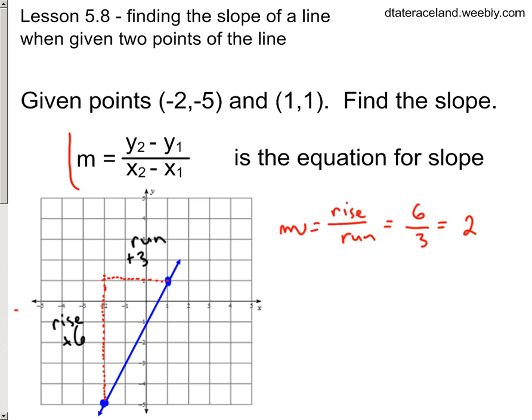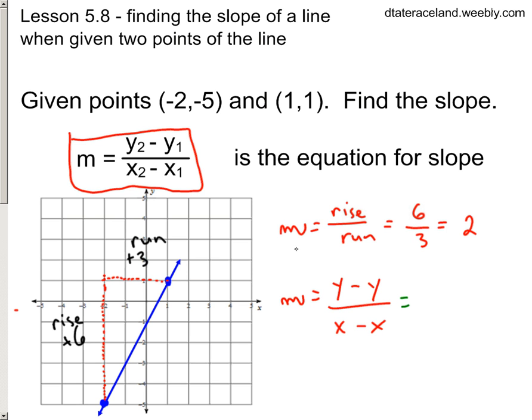Now, if we wanted to do this without using the graph, one way that we could do that is to use this equation, m equals, or slope equals, y2 minus y1 over x2 minus x1. And if you notice, I didn't read those little subscript numbers on there. I'll explain what those are in just a second, but it's really not even that important. I would encourage you to just get in the habit of using this, y minus y over x minus x. And if you have 2 points, then you could do this.